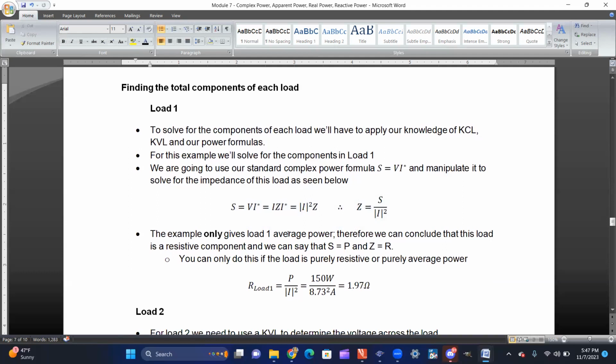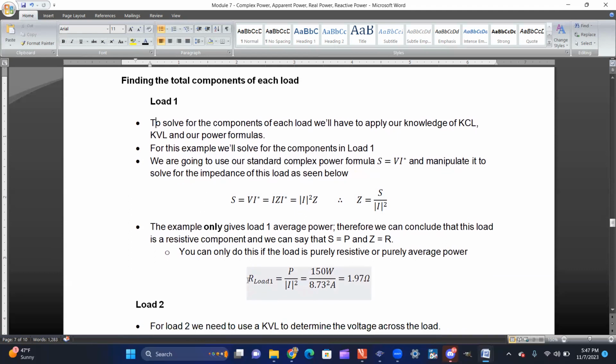And so for this particular case right here, because we know that load is purely resistive, we can substitute the S for the P, the complex power for our average power, and our impedance for our resistance. And so therefore your equation looks like this. R equals your average power divided by the magnitude of your current squared.